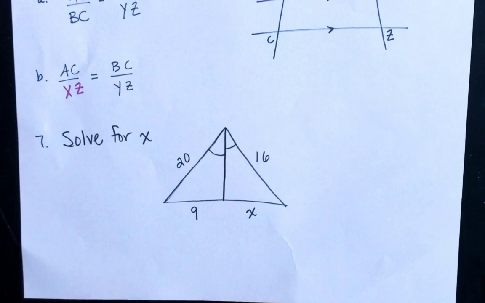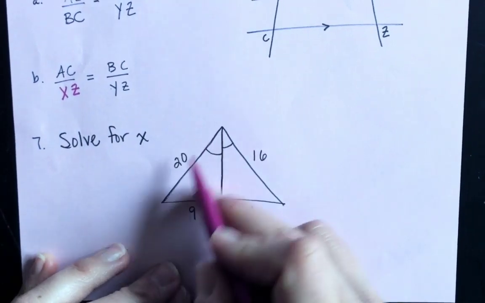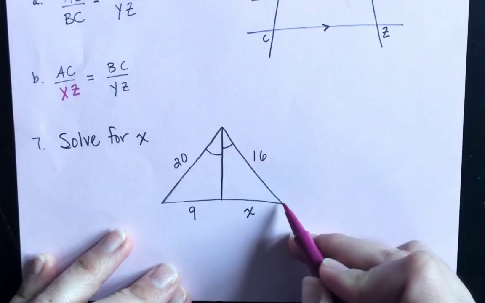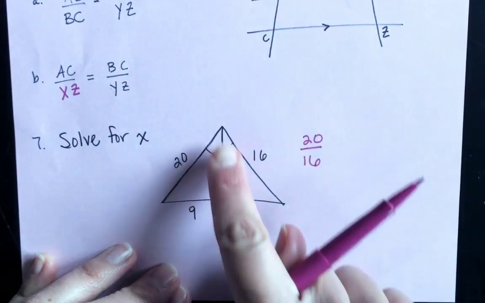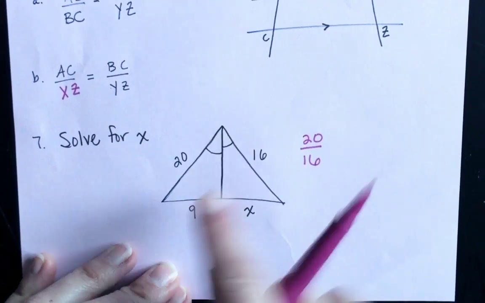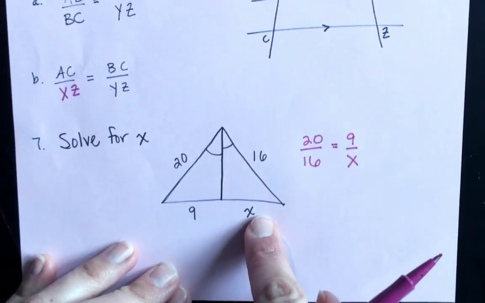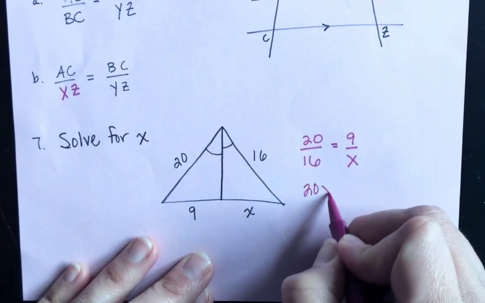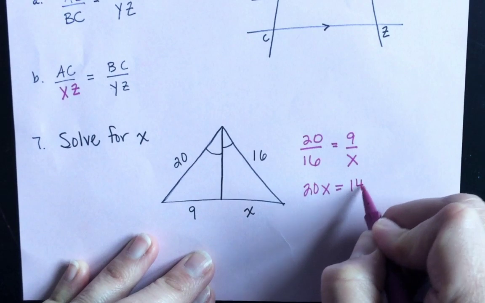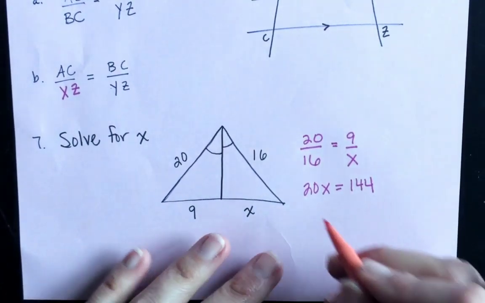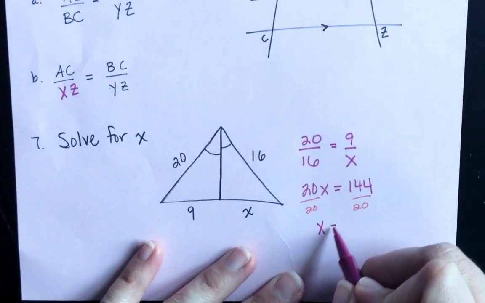All right, I agree. It is 7.2. So when I set these up and I don't have to plug anything in or fit anything in, I always do the side of the angle to the side of the angle, so 20 to 16, and then I hold that same pattern to the side that's been divided by our bisector, so 9 to x. I go the same pattern, left to right, left to right. When we cross multiply, we do get 20x equals 144. And then when we divide both sides by 20, you end up with x equals 7.2.